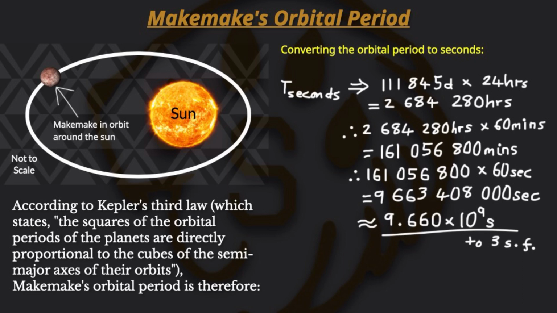So we see the chain of conversions that's there, into hours, into minutes, and into seconds. Multiply by 24 to get hours, multiply by 60 to get minutes, and then you multiply by 60 to get those seconds, and we get 9.660 times 10 to the power 9 seconds. That's correct to 4 significant figures according to our calculation, but according to our normal rule, we put it to 3 significant figures. So it will be 9.66 times 10 to the power 9 seconds, which is the orbital period in seconds.